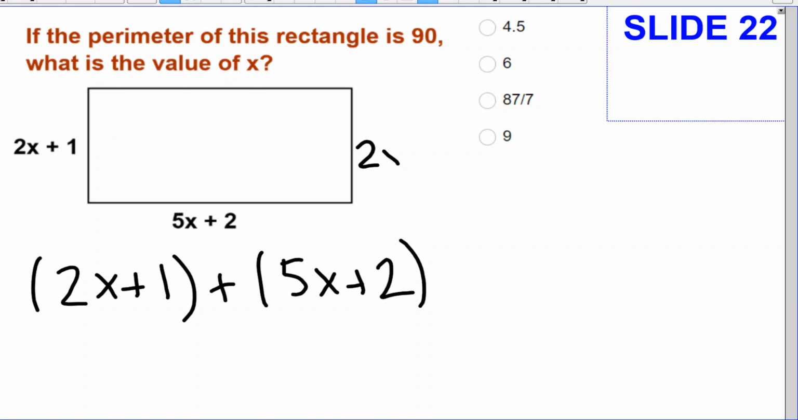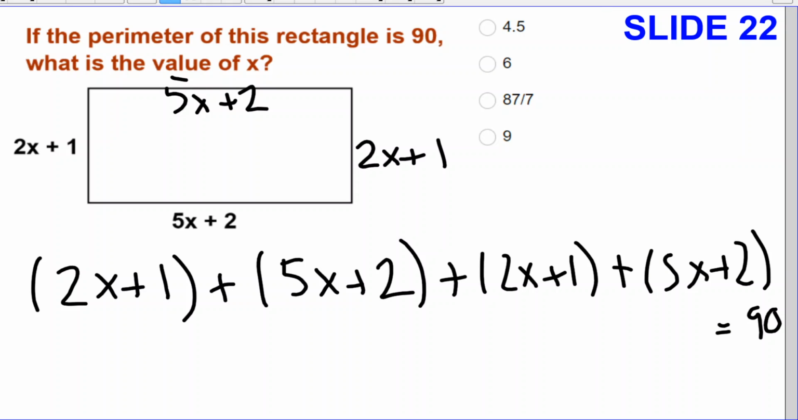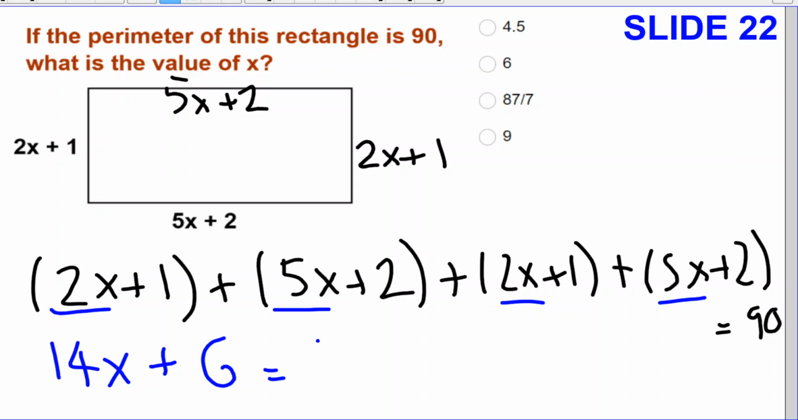And you have to remember that these sides are also the same length because it is a rectangle. So it's important that you label the missing sides, because if you don't, you're actually going to miss part of your answer for this question. So I'm going to put all 4 sides together, and I'm running out of room a little bit here. It says the perimeter is 90, so I'm going to put it equal to 90. And then what I'm looking for is like terms here. All these terms are on the same side of the equal sign, so I'm not going to be doing opposites. I'm just going to be collecting them together. So 2x plus 5x plus 2x plus 5x, if I add that together, that gives me 14x. 1 plus 2 plus 1 plus 2 is 6.